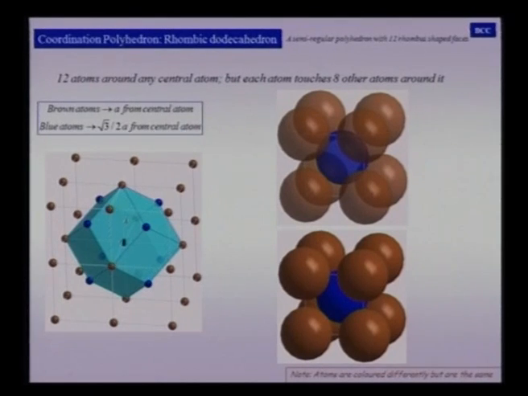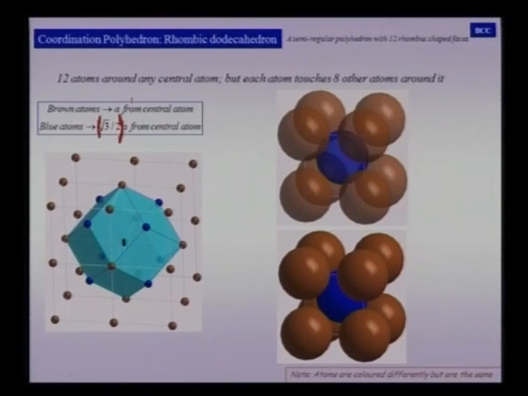For instance, the atoms which are shown in blue are located at a distance of root 3 by 2 a from the central atom, and the ones shown in brown are located at a distance a. That means the coordination polyhedron is now made up of not only nearest neighbors but also next nearest neighbors. So there are two kinds of distances which I need to consider, a and root 3 by 2 a.